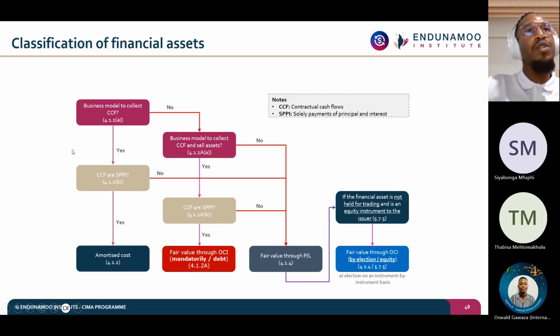Going back to our business model, if we say the business model is not to collect contractual cash flows, the next question becomes, is the business model to collect contractual cash flows and sell the asset? Meaning, do we have a dual intention in our business model? If the answer is yes, we go vertically down and then say, are the contractual cash flows solely payments of principal and interest? If the answer here is yes, then our financial assets will be held in accordance with the fair value through other comprehensive income model.